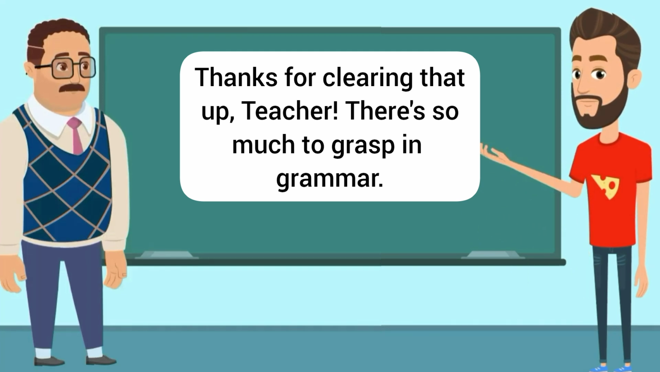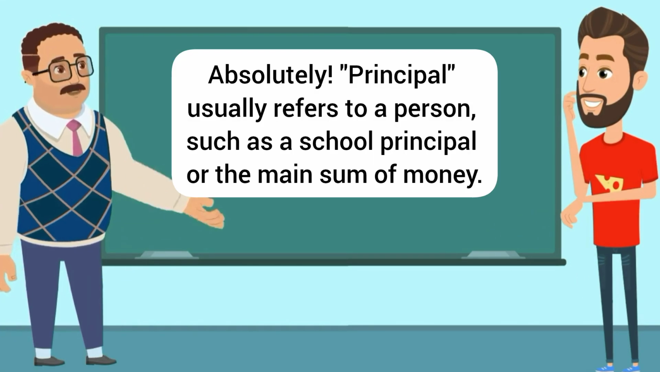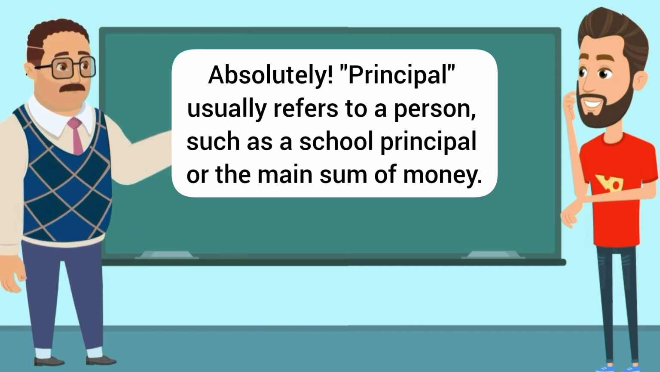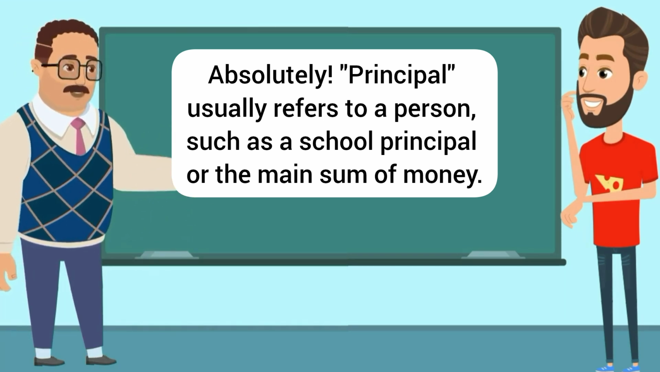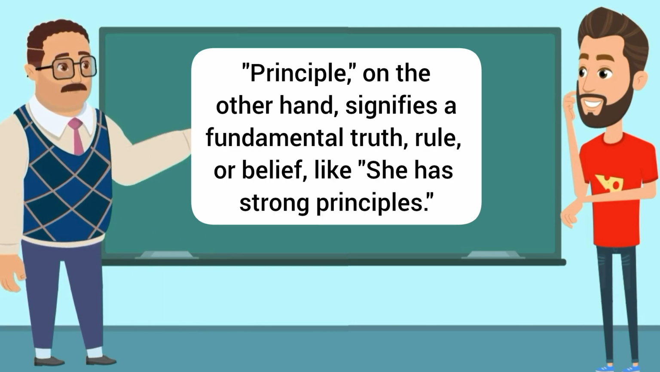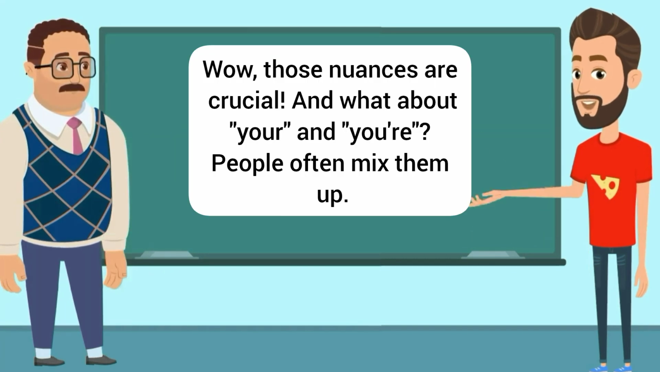There's so much to grasp in grammar. What about principal and principle? They sound alike but have different meanings. Absolutely. Principal usually refers to a person, such as a school principal, or the main sum of money. Principle, on the other hand, signifies a fundamental truth, rule, or belief, like, she has strong principles. Wow, those nuances are crucial.